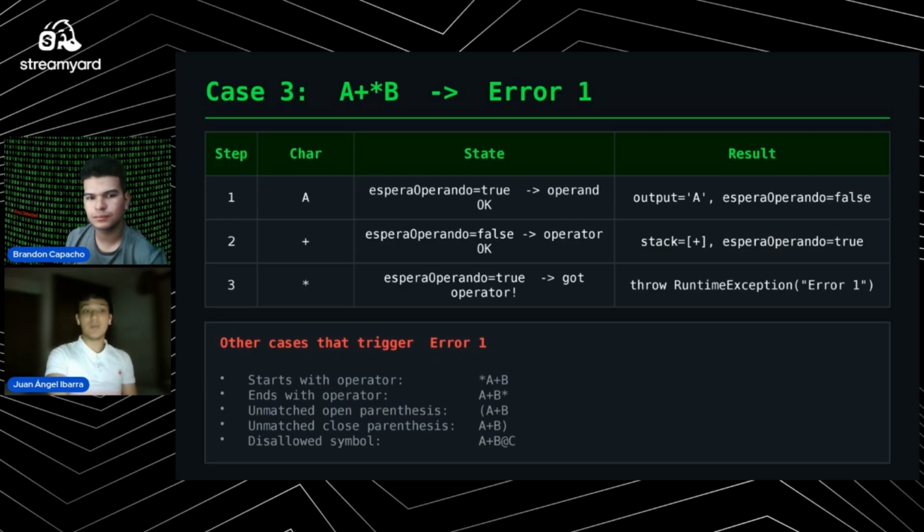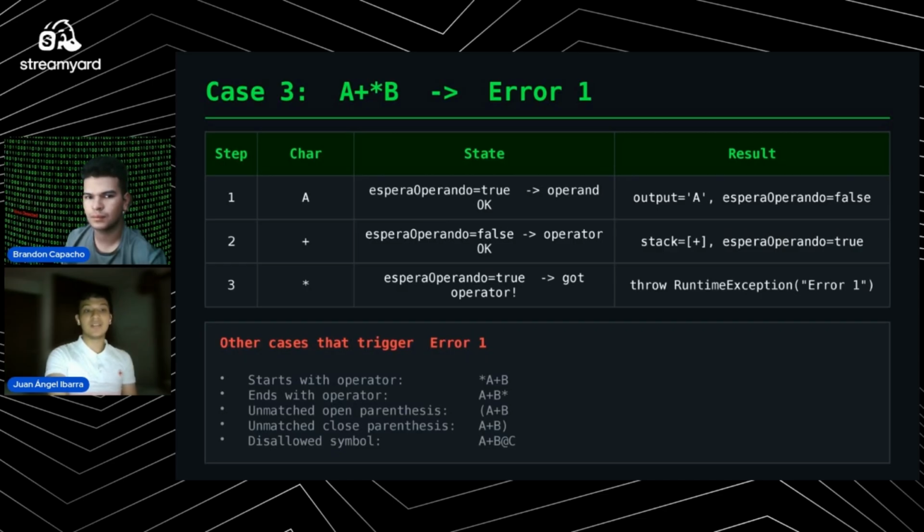In the second step, we read the plus, the flag is false, we accept an operator, and that's what arrives, so it's fine, we push it, and the flag flips back to true. In the third step, we read the times, the flag is true, we're expecting an operand, but an operator arrives. It fails and a runtime exception is thrown with error 1.